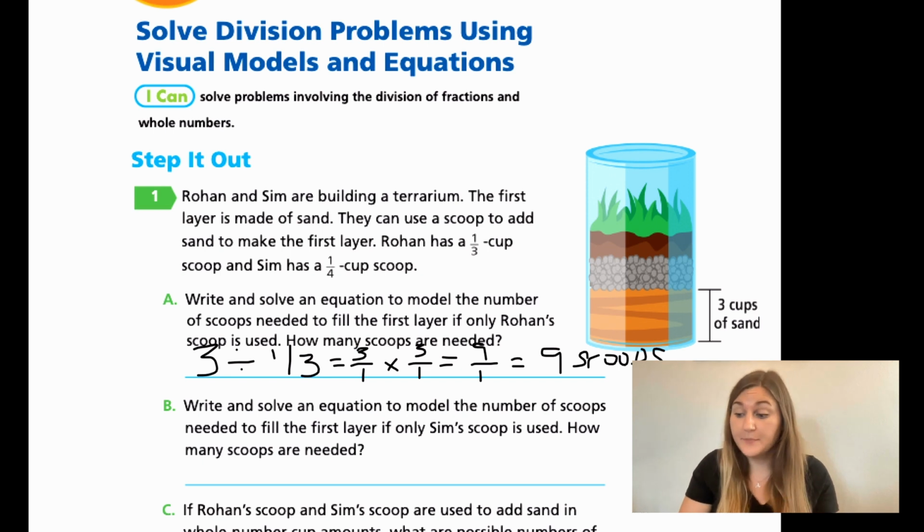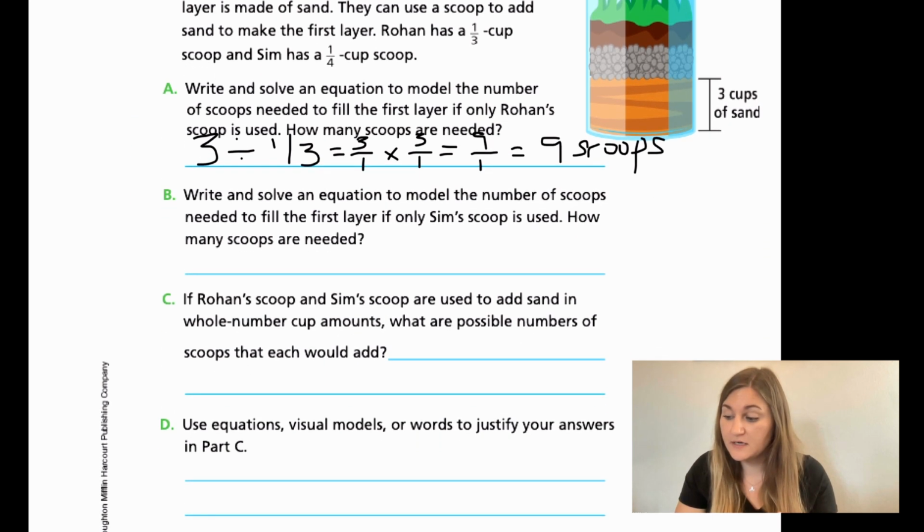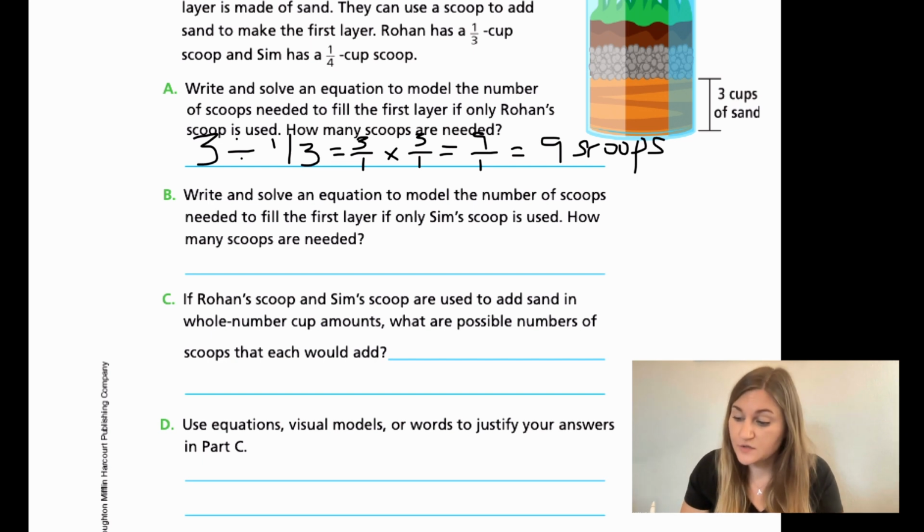All right, so for B, it says write and solve an equation to model the number of scoops needed to fill the first layer if only Sim's scoop is used. How many scoops are needed? So the exact same thing, but now we're using Sim, and his scoop was 1/4 of a cup. So we're doing the exact same thing, we're just replacing the 1/3 with the 1/4 to see how the problem and the answer, the quotient, would change. So again, start with those 3 cups of sand, and then divide it by the 1/4 cup scoop.